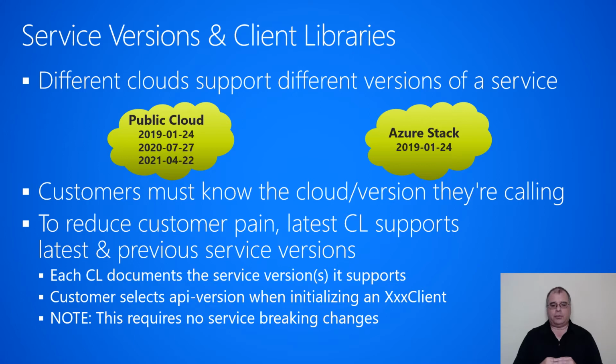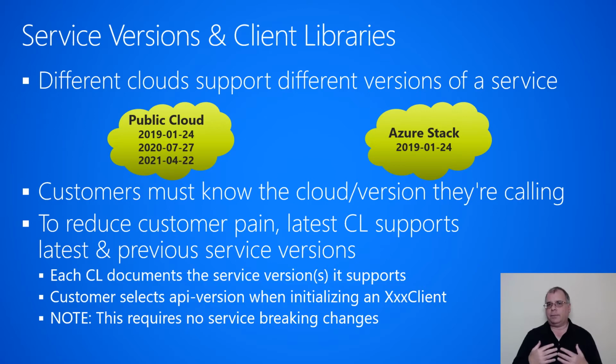Let's talk about service versions and client libraries now. Different clouds can support different versions of a service. In Azure, we have public clouds, and then we also have Azure Stack Hub. It could be that we have a service running in the public cloud that supports 3 different API versions. But maybe in Azure Stack Hub, we have the same service running there, but it may only support one of those versions. That's because it's customers who control when to upgrade Azure Stack Hub, whereas Microsoft controls how to update their public cloud data centers.